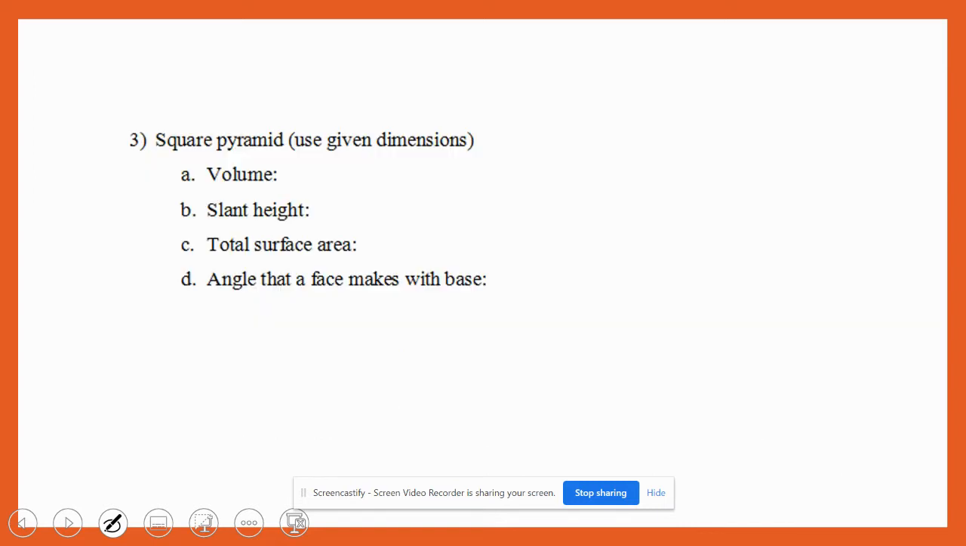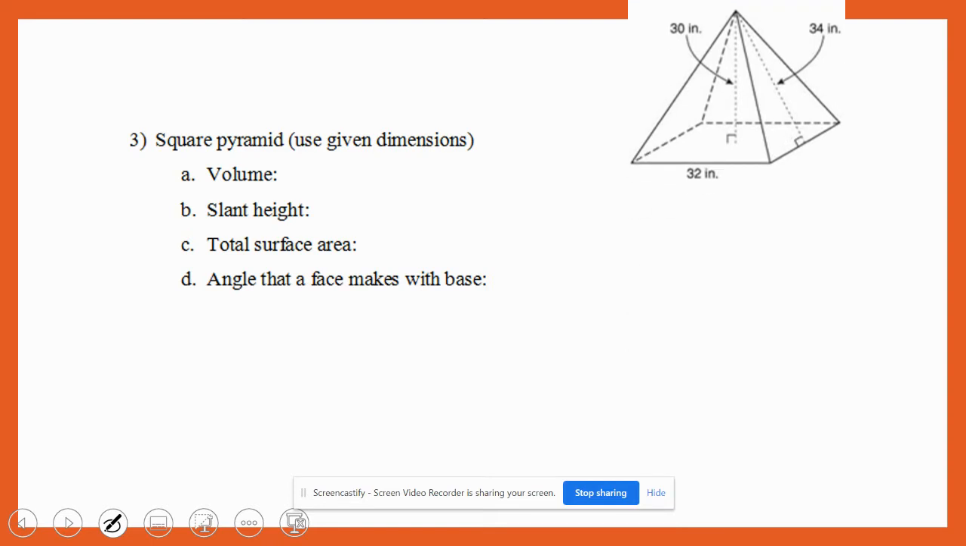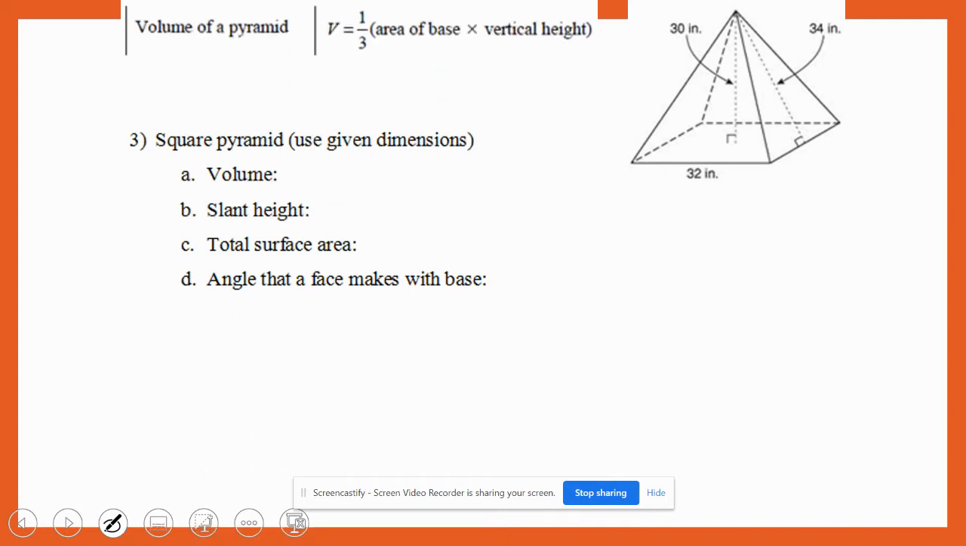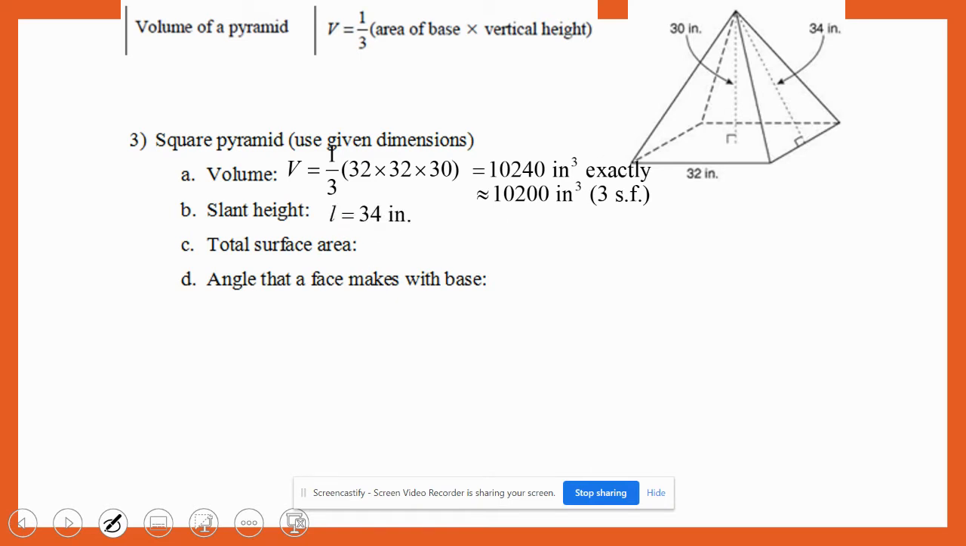So we have a square pyramid. It means the base is a square. The volume is going to be 1/3 the area of the base times the height. So the base is 32 by 32, the height's 30. The slant height is 34. So that would be the height that goes down the middle of the side. It's at a right angle to the base. Don't confuse that with the edge. This is the edge. The slant height goes right down the middle.